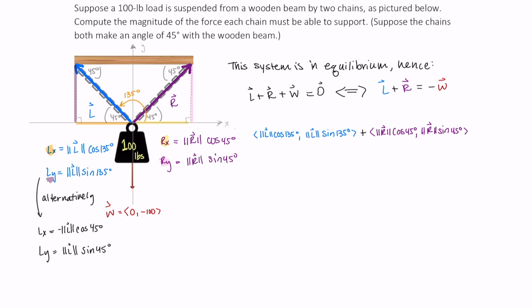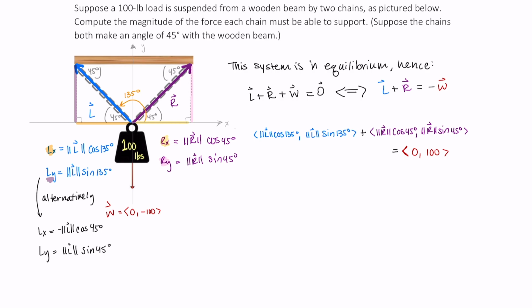Well, what does that equal? Oh, I guess I'll do it on the next line. This equals, and now remember, this is the negative of W, so I know that it equals 0, 100. There we are.